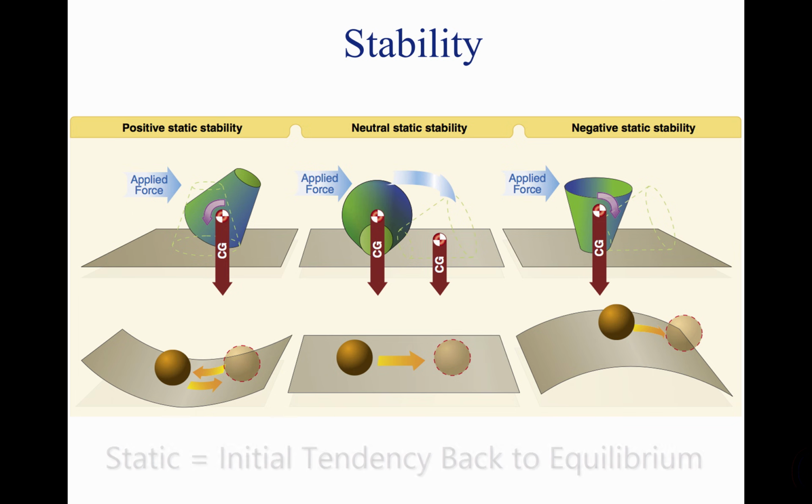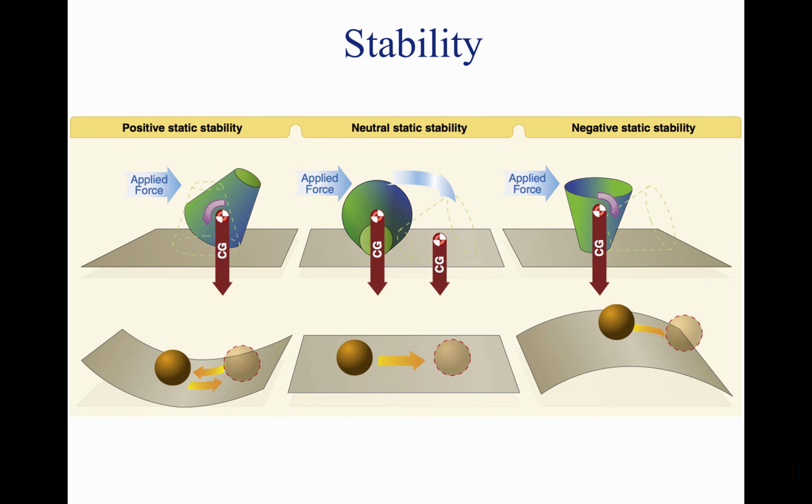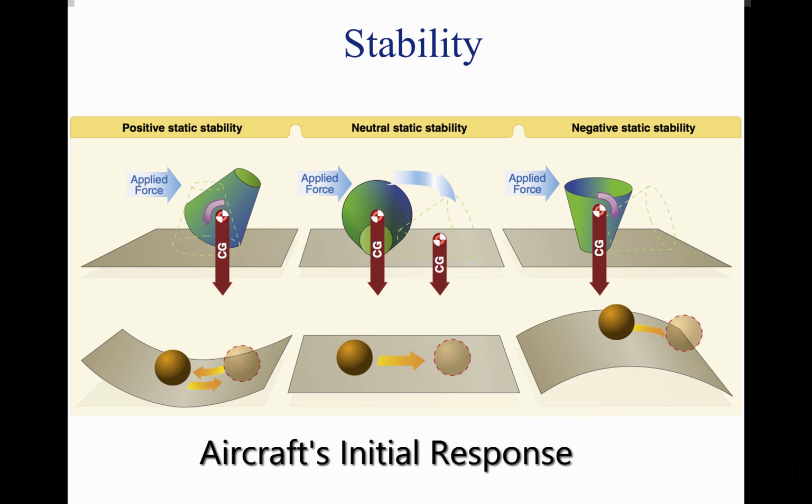Static stability refers to the initial tendency or direction of movement back to equilibrium. In aviation, it refers to the aircraft's initial response when disturbed from a given angle of attack, slip, or bank.